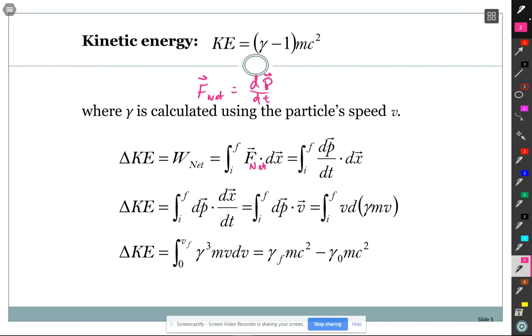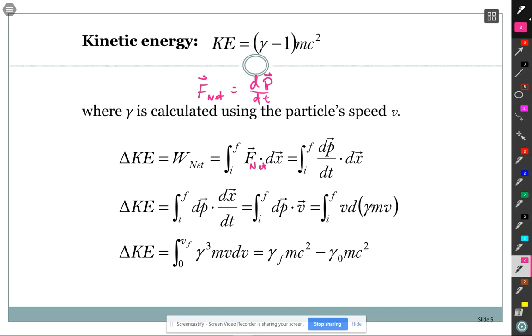But if we do dx/dt, we have another name for dx/dt. What do we call dx/dt? Velocity. And so we then can put dP dot v. Well, this is relativity, but we still have the direction of momentum is the same as the direction of velocity. So the dot product now disappears because they're parallel.